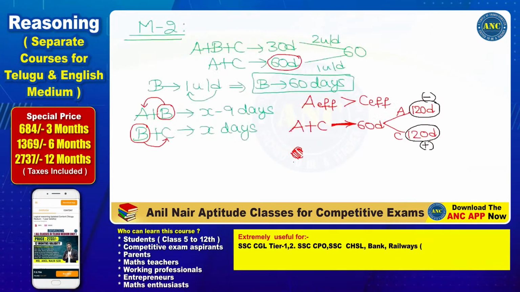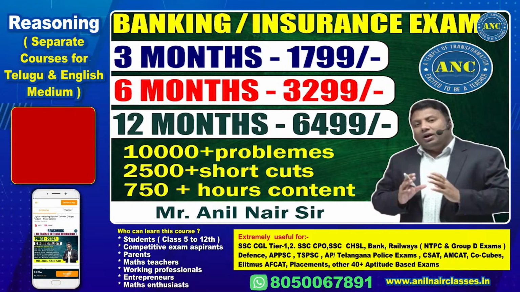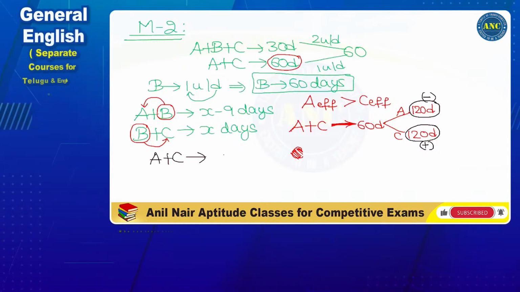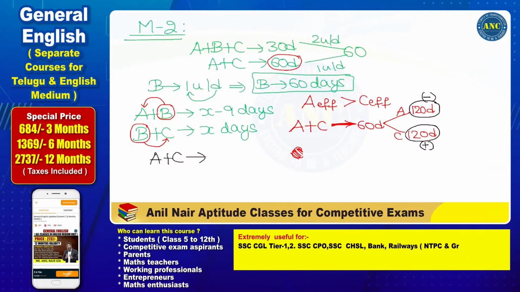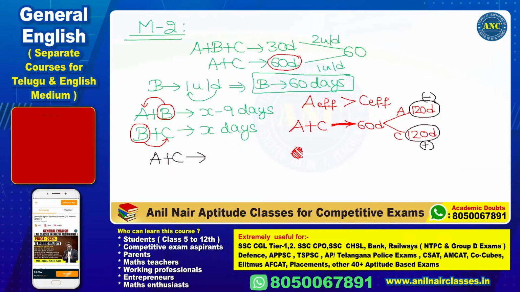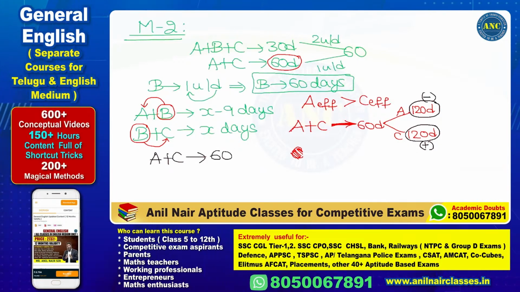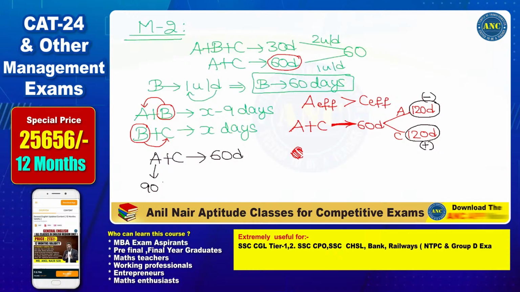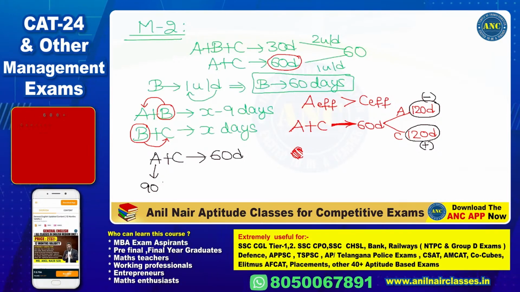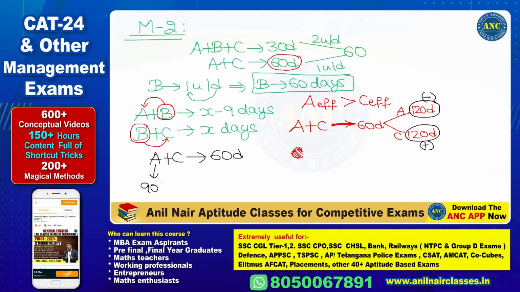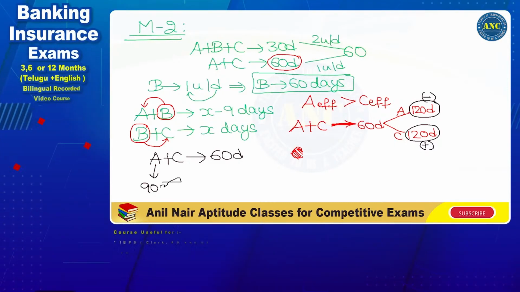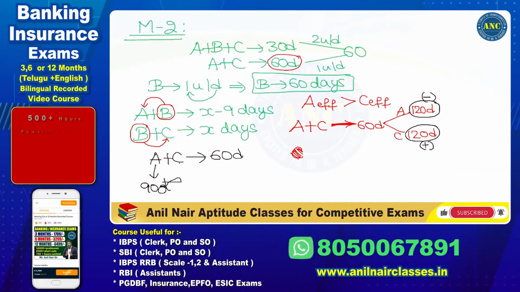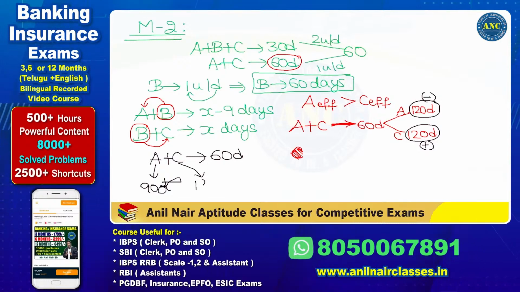So what I will do is assume that A and C, we know they will take 60 days to complete the task if they are working together. So A and C together take 60 days, and I am assuming that A will be taking 90 days as per the answer options. Let us check whether that assumption is actually true or not after some time. So A will be taking 90 days. If A and C together take 60, and A takes 90, C should be taking 180 days.